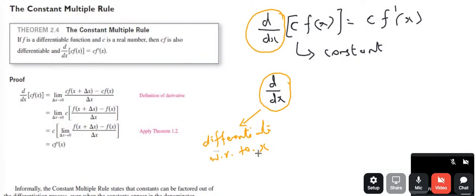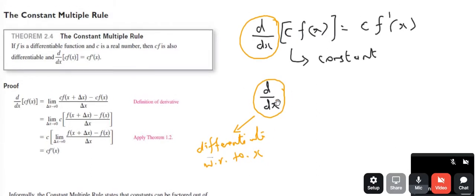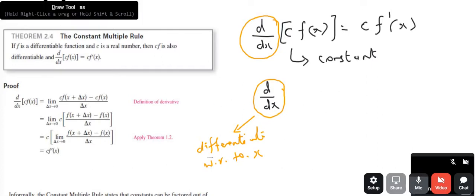Okay, so this one is a differentiation operator, d by dx. We normally use it when you want to differentiate. This is a representation which tells you that the function or the expression which comes after this, you're just about to differentiate.